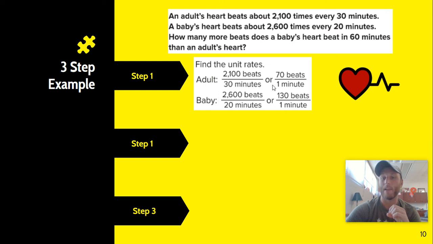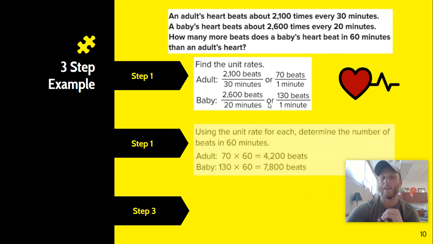For babies, it's going to be 130 beats per minute. So we can see that a baby's heart beats quicker per minute. But the question, remember, asks us how many more beats does a baby's heart beat in 60 minutes than an adult's heart? So even though we have our rates, we still have to do more here.